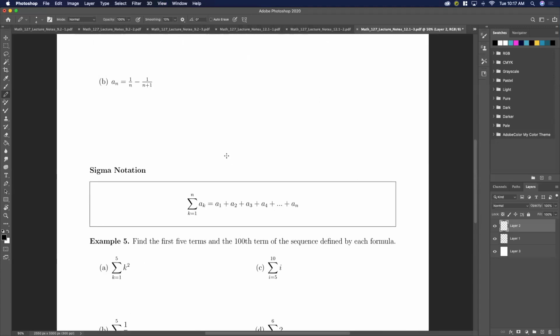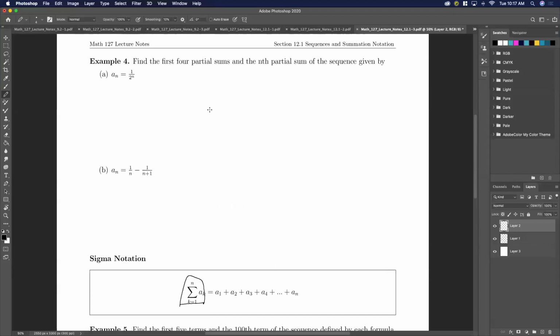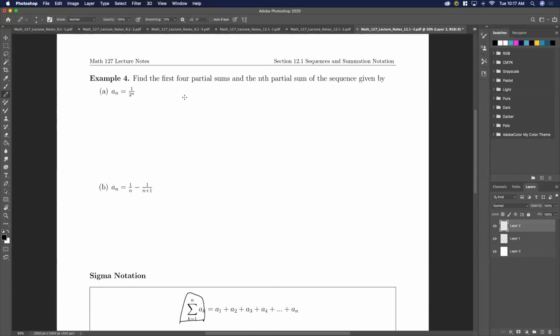And then I almost never use the partial sum. I almost always use this, the sigma notation. Just what you use out after this class. So find the first 4 partial sums and the nth partial sum of the sequence given by this. And so here we have 2 of them. So let's find out what these partial sums are.